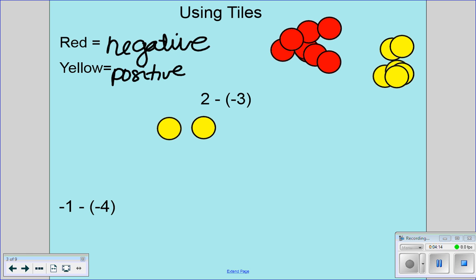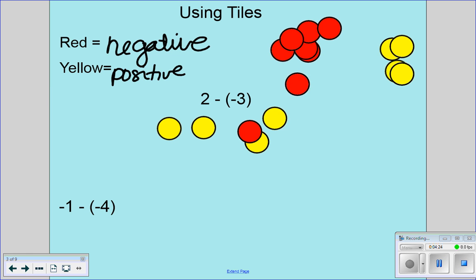Cancels out. So if I put a 0 pair in here, does that change my problem? Does that still say 2? Yeah, it still says 2. If I put another 0 pair in there, does that still say 2? Yep. I could put as many 0 pairs in there as I want. Guess what? Why can I stop now with my 0 pairs? Haley.